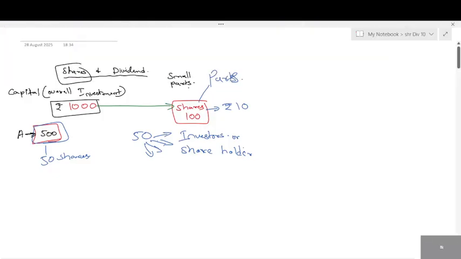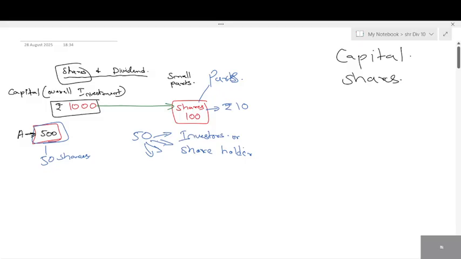Next, share. Shares are small parts. So you should remember what is capital. Capital is the overall investment. Then shares. Shares are parts of the whole capital, divided into small parts. That is known as share. So one who buys the share, we call them shareholders, or investors. Next.